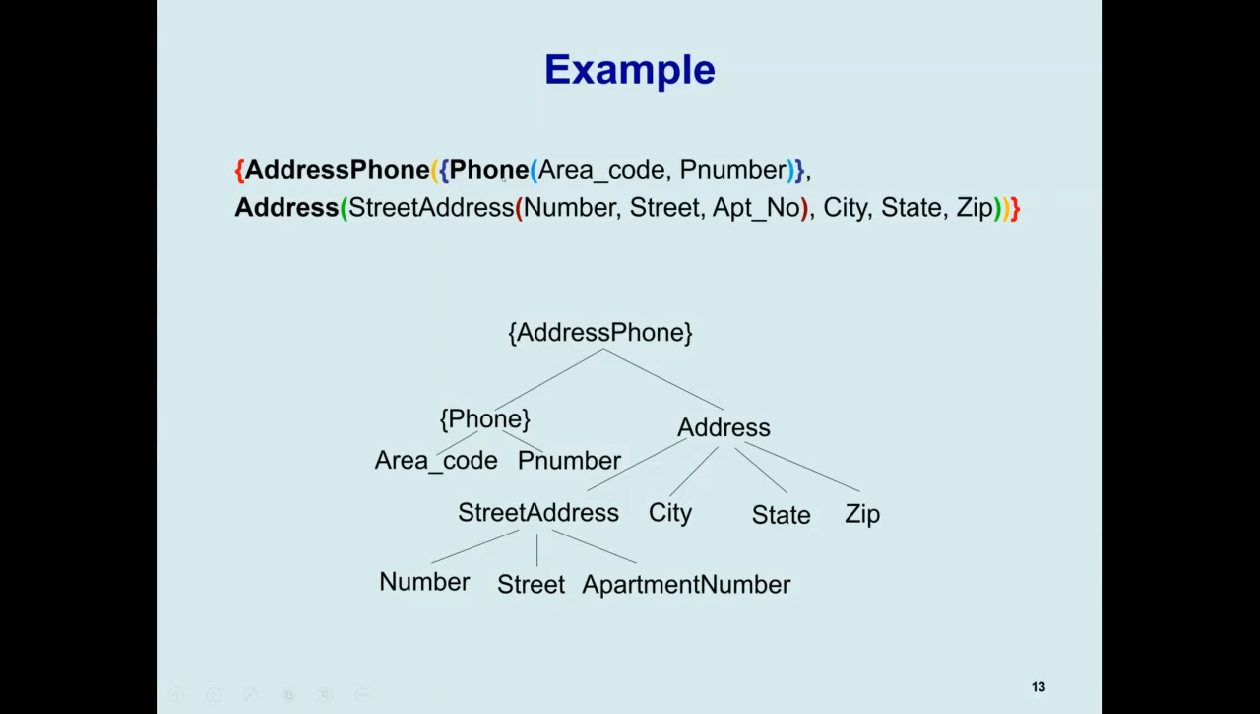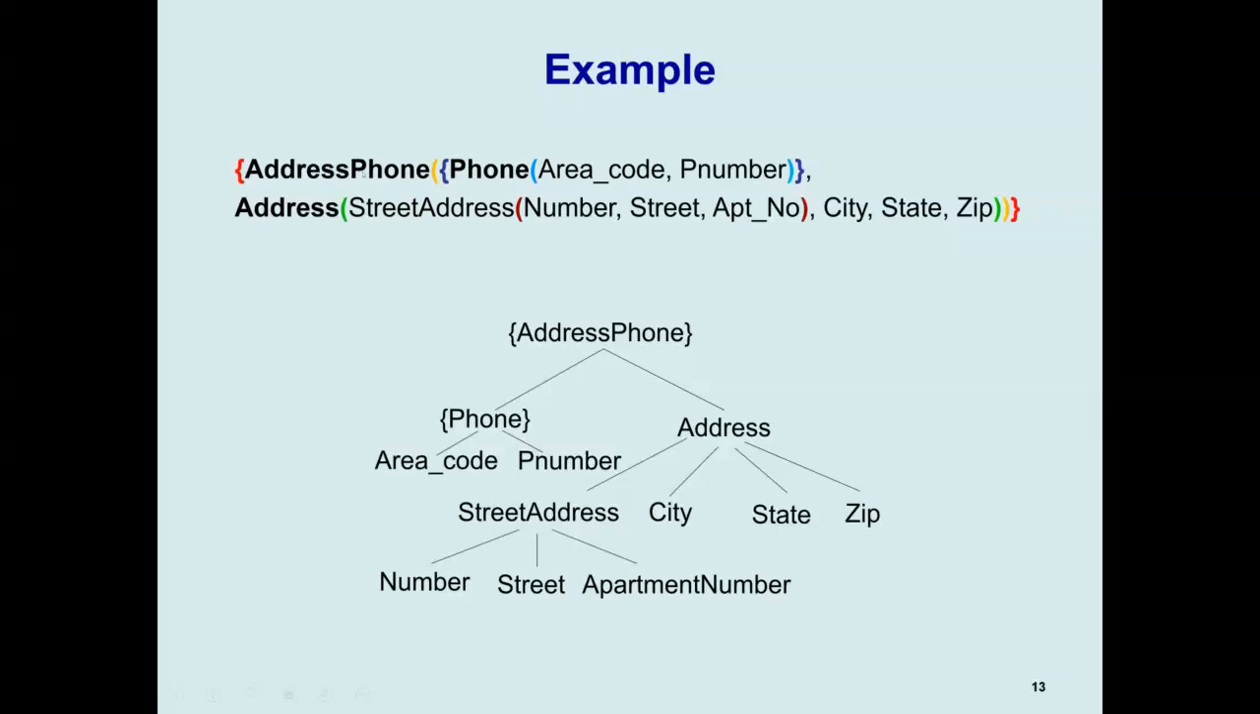And the phone itself is also complex. Phone is a multi-valued composite attribute because phone is enclosed by these curly braces that indicate phone is multi-valued. And the phone is also followed by parentheses to indicate that phone has two subcomponents, area code and number. So phone itself is complex. It's a multi-valued composite attribute.